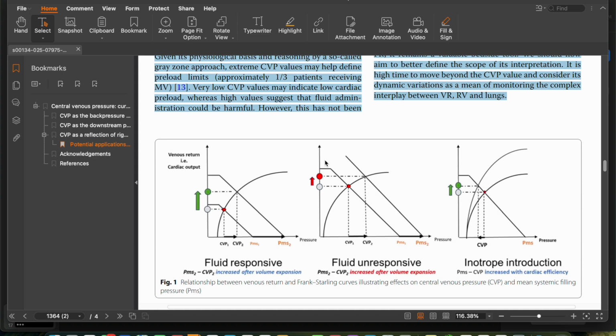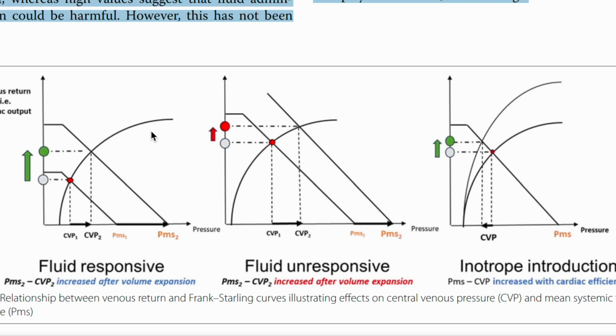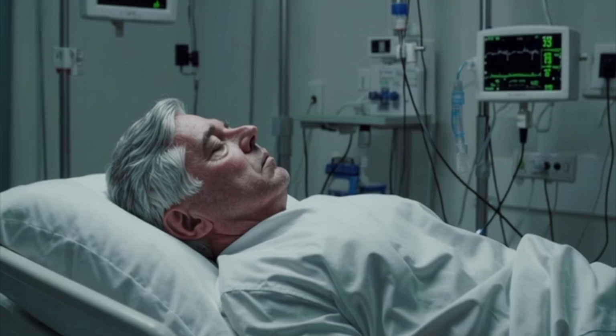So here you can see the Frank-Starling curve and the Guyton venous return curves being superimposed. You can see here, this is the cardiac contraction curve. Here you give fluids and the CVP changes from here till here. So this pushes the venous return curve from here till here, because by giving the fluid we have increased the mean systemic filling pressure. So this elevation resulted in an improvement in the cardiac output, which was previously here and has increased. So this patient is fluid responsive.